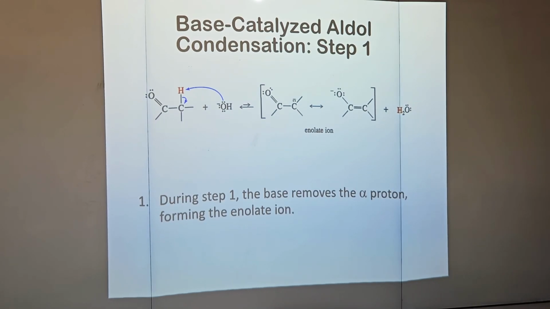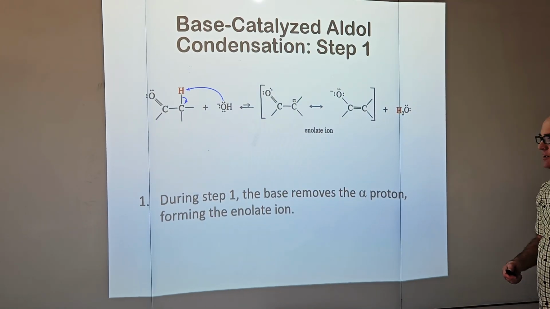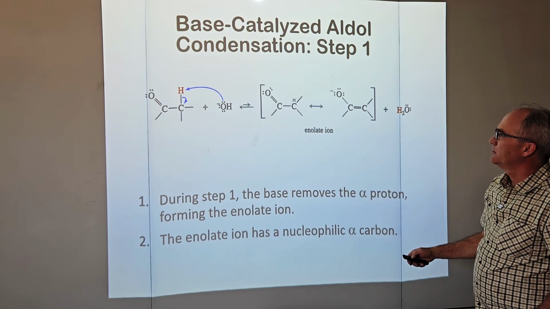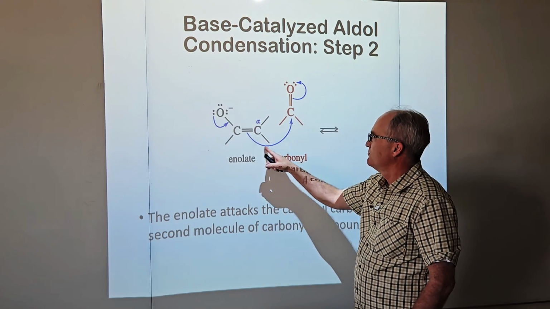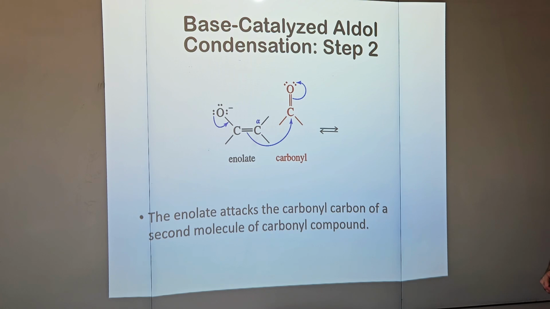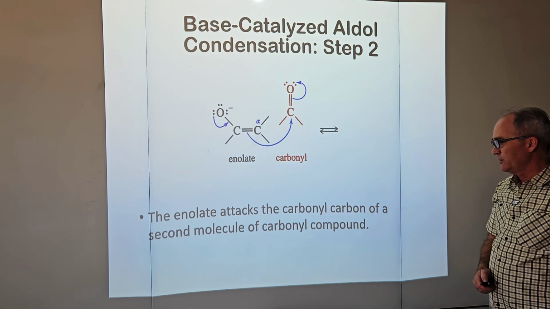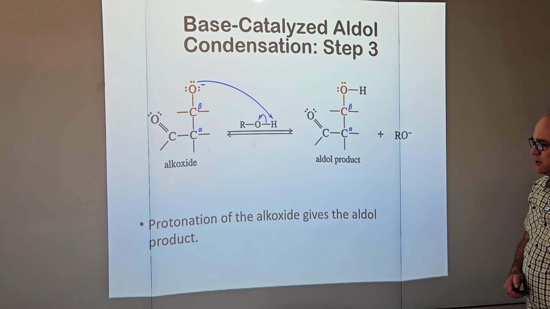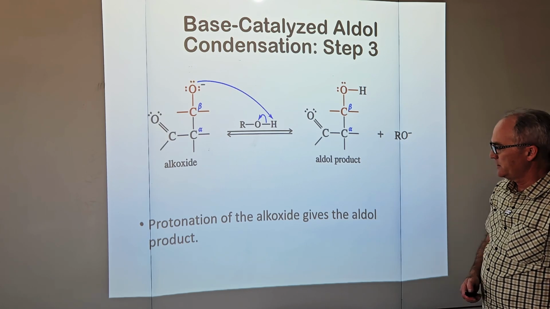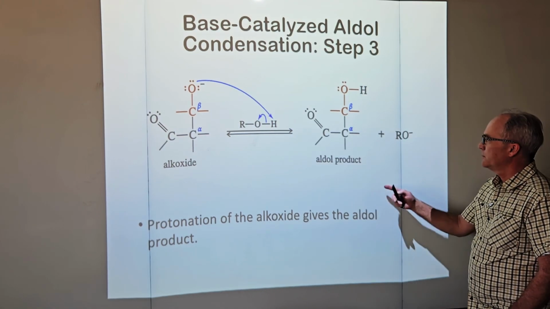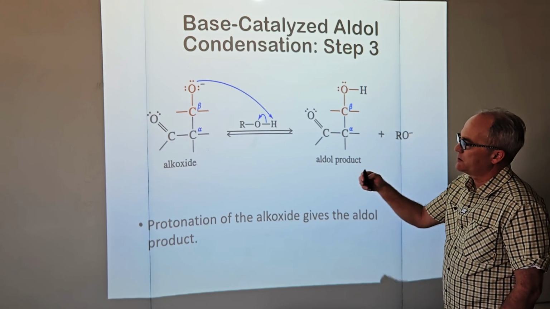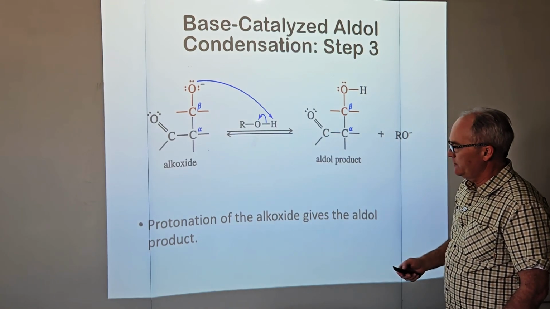During step one, the base removes the alpha proton, forming the enolate ion. The enolate ion has a nucleophilic alpha carbon. I like the lone pair of electrons. Slams into the other carbonyl carbon. The enolate attacks the carbonyl carbon of a second molecule of carbonyl compound. Protonation of the alkoxide gives the aldol product. There's our aldol product. And you might imagine we're under basic conditions. Maybe alcohol was our solvent. We don't care.